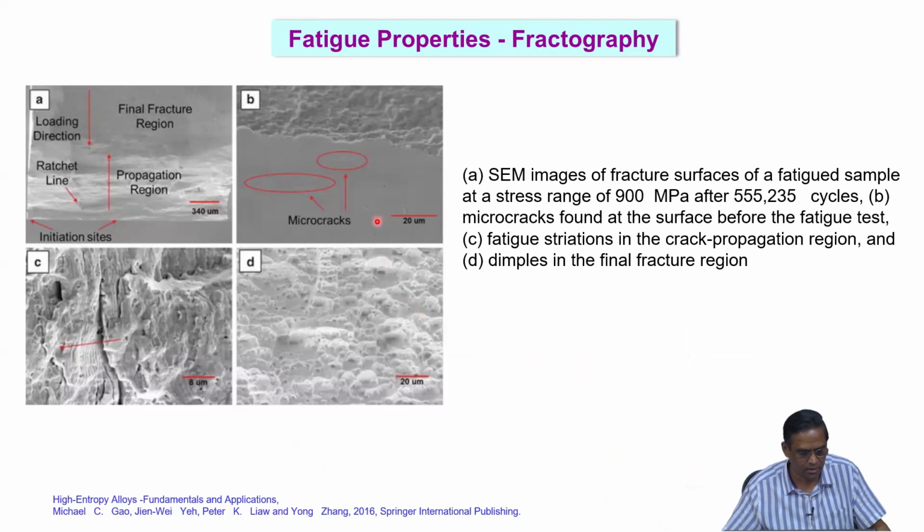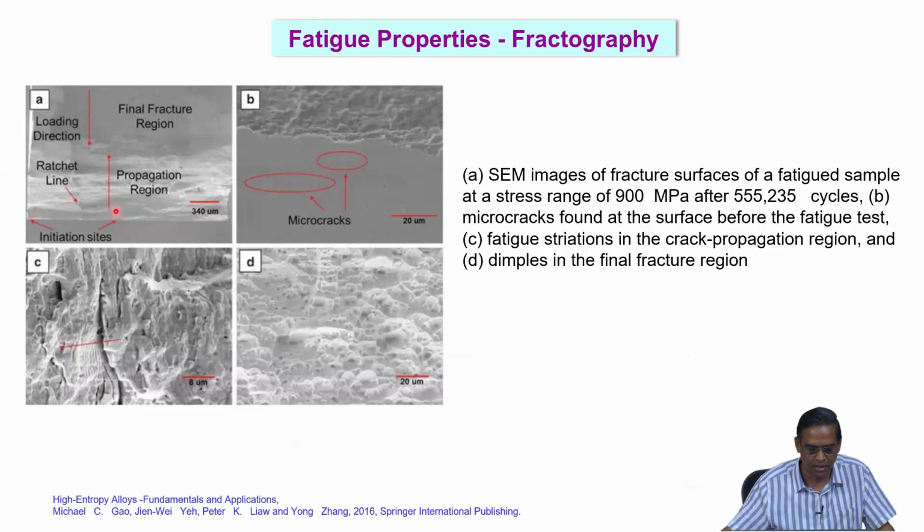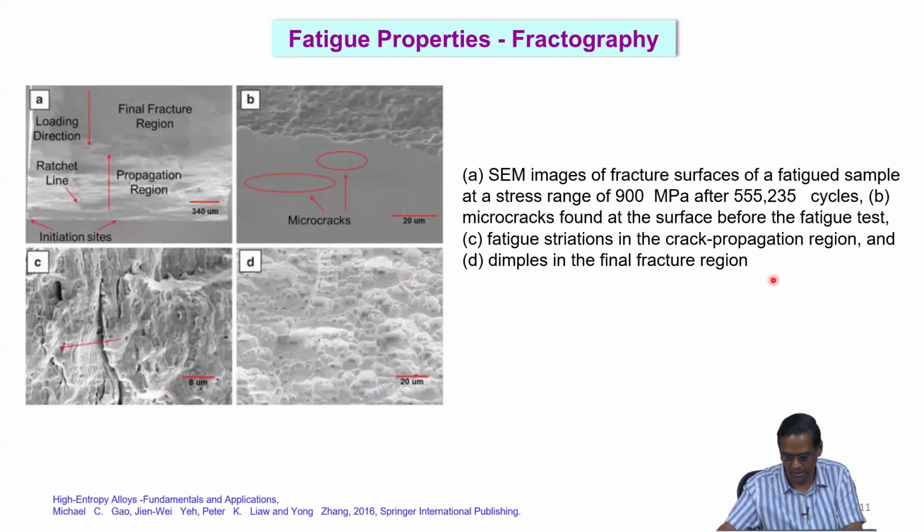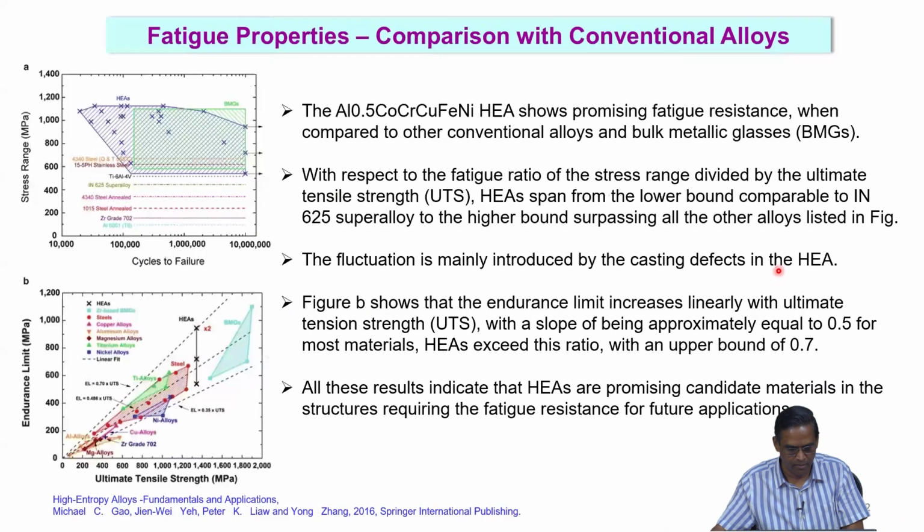And you can see that in a typical fracture surface, which is very different from compression or tension. You see the micro cracks, and then you have a crack propagation region and final fracture region. This is the loading direction, and these are all the initiation sites from the surface. And then you see nice fatigue striations here, which is not possible in a conventional compression or tension load, okay. And then you see a lot of dimples in the final fracture regions. So, you have a characteristic fracture surface after fatigue, which is observed in the high-entropy alloys also.